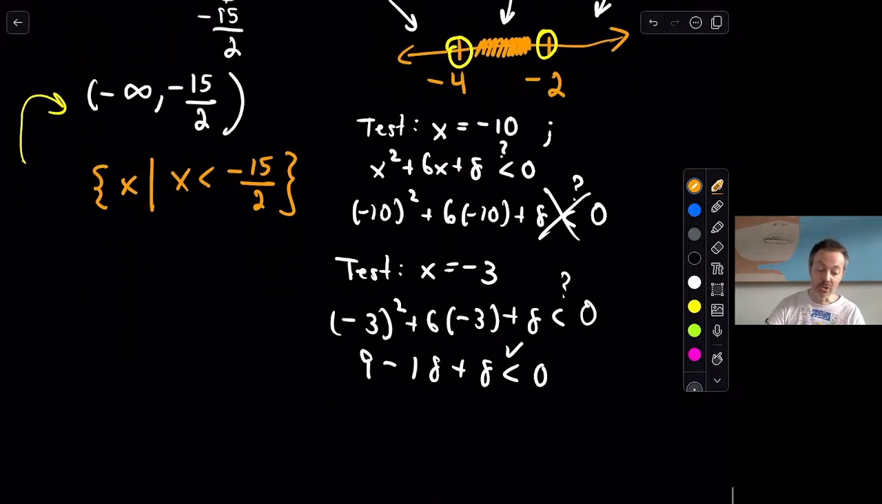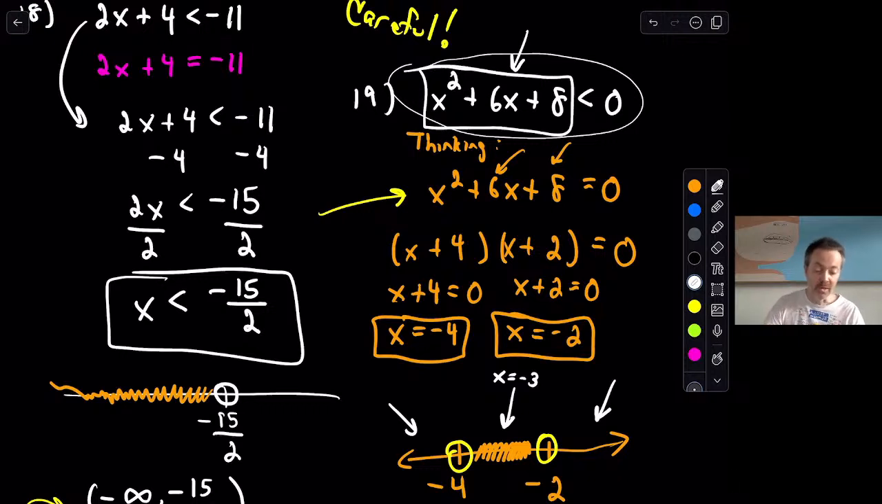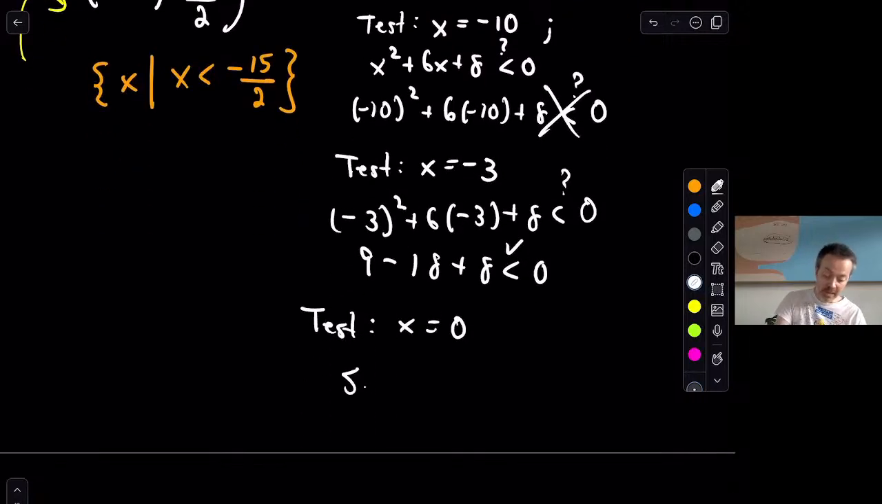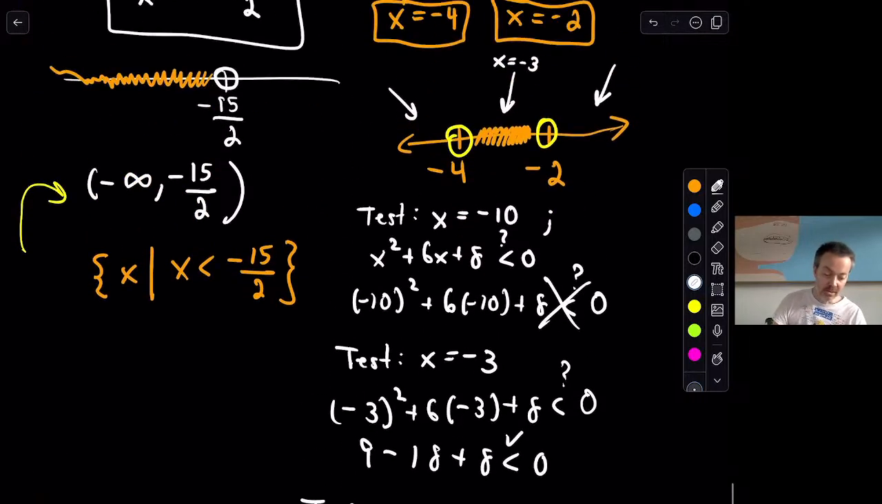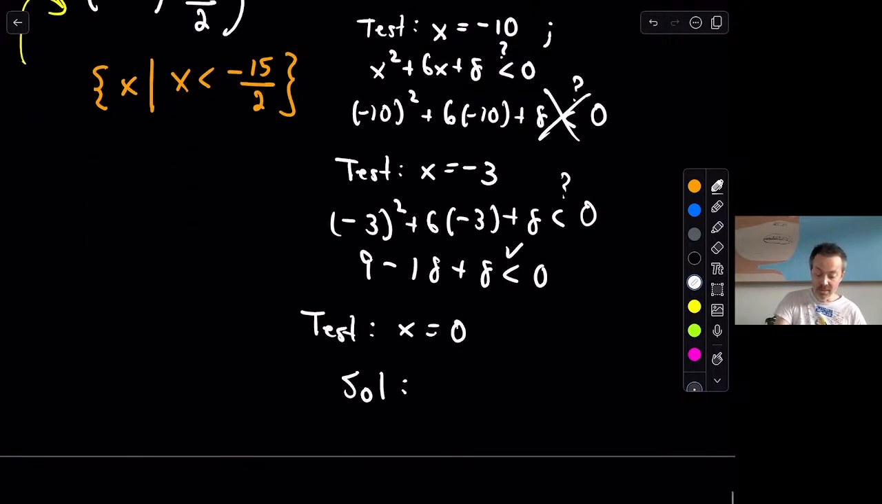And last but not least, you could test something larger than -2. I would use 0 because, again, it makes the arithmetic easy. And if you plug 0 in for x, right, you're going to get 8 on the left. 8 is not less than 0. So I know that those values won't work either. So in this case, we could say that our solution set is going to be those numbers that I shaded in between -4 and -2, but not including those numbers. So that would be my answer.